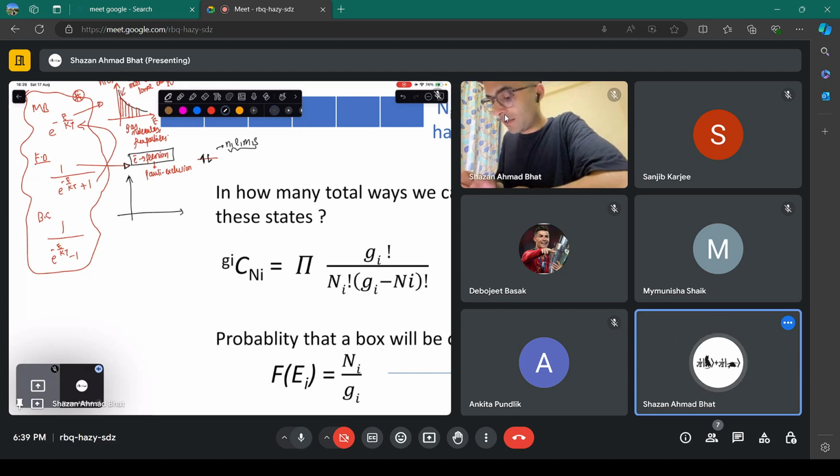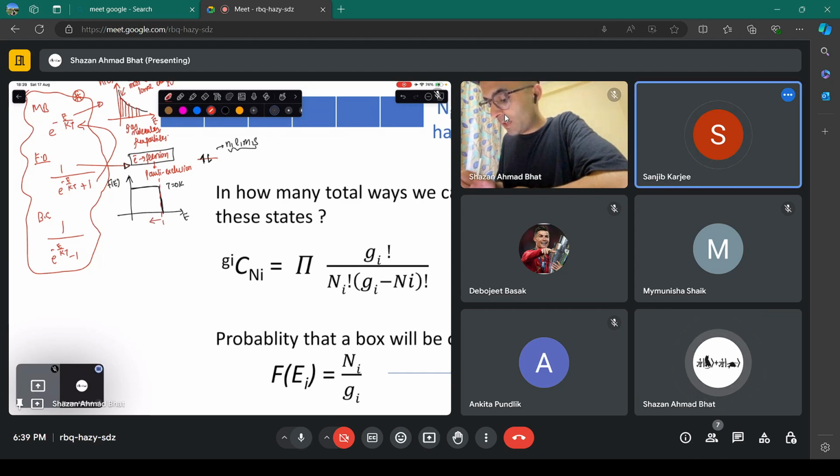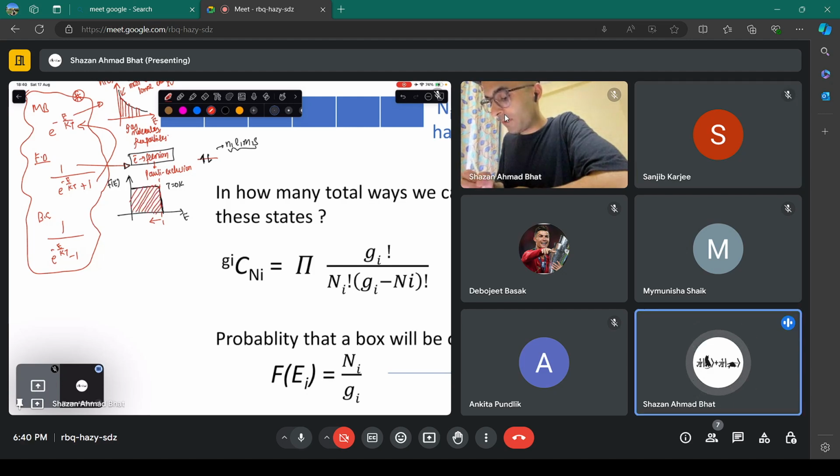If this is something called the probability distribution, then this is the energy. At T equals 0 Kelvin, you have something like this. That means below this particular level, there is a maximum probability of electrons being found, and above this level you have zero probability of electrons being found. This particular level is called the Fermi level. That's how this concept comes into the picture.